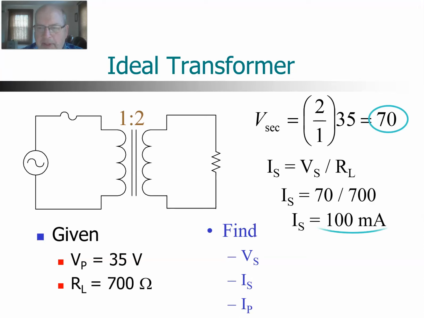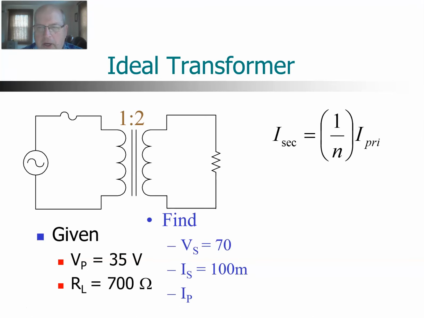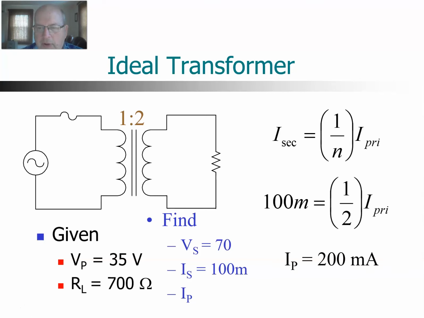100 milliamps. And the secondary current, along with the turns ratio, can give us the primary current. So we'll fill in our numbers. 100 is equal to primary divided by 2, or the primary is 200 milliamps. Notice this only works for an ideal transformer. We're going to have a little different procedure to find the primary current when we have a non-ideal transformer.